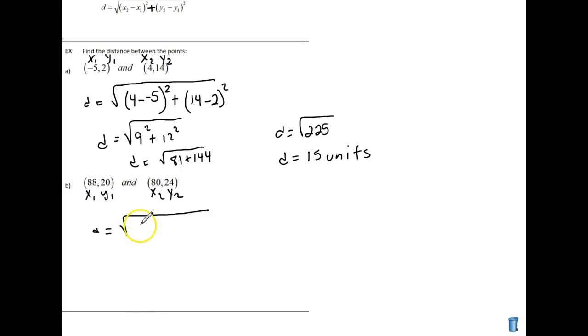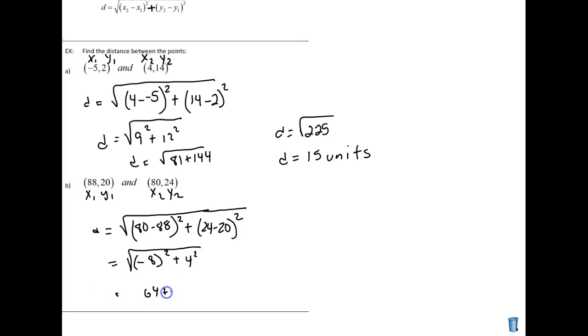Okay, so this becomes 80 minus 88 squared, and 24 minus 20 squared, still under the radical, so we'll just make that a little bit longer. So this becomes negative 8 squared plus 4 squared. So remember, this is 64 plus 16, which becomes, the distance becomes the square root of 80.